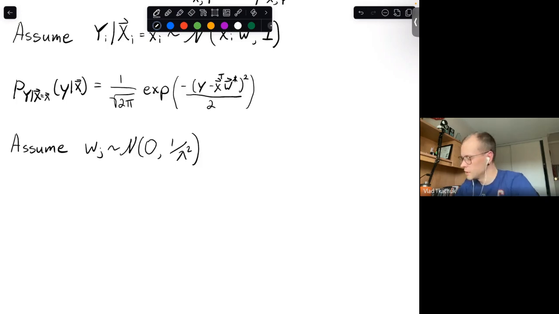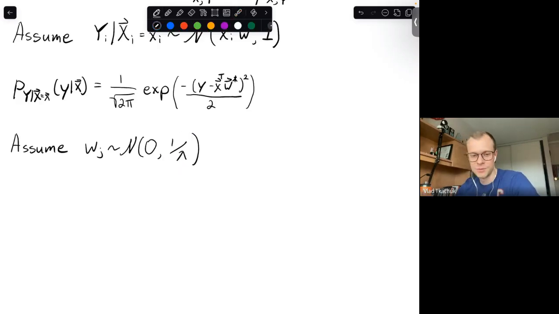Right, I don't think we need the squared here. Okay, I'm pretty sure you just need the 1 over lambda here. So we make this assumption. We'll find out in a second whether you need it squared, but each one of these wj's has this normal distribution with variance 1 over lambda.